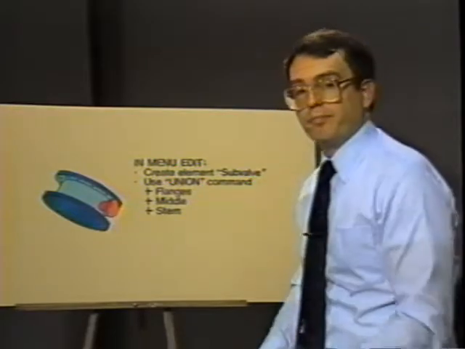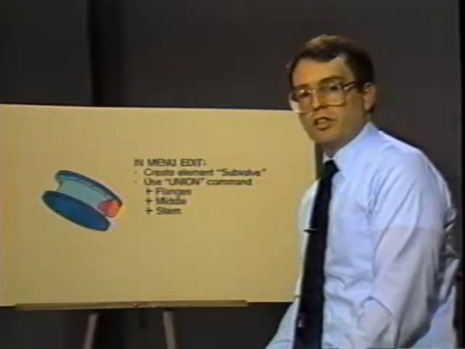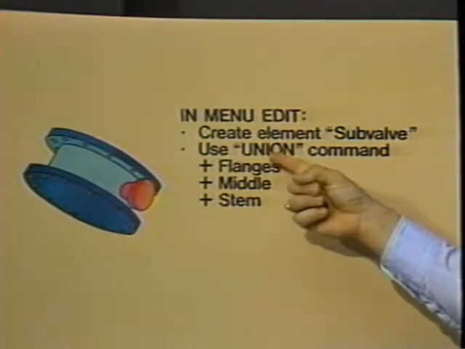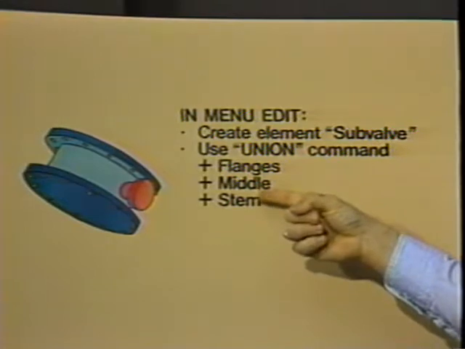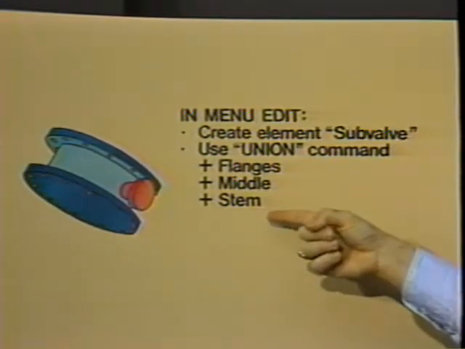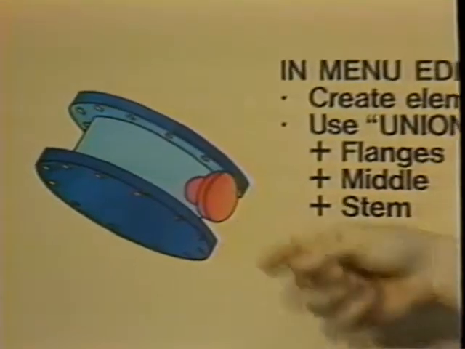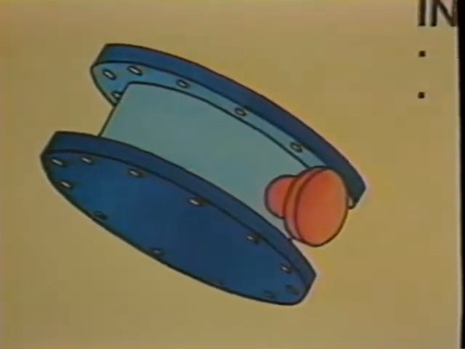The next step is to union together those objects we've just created. That is, the two flanges, the middle portion, and another portion I've called a stem guide, which you see here as two purple cylinders unioned together just the way we union the other objects together.